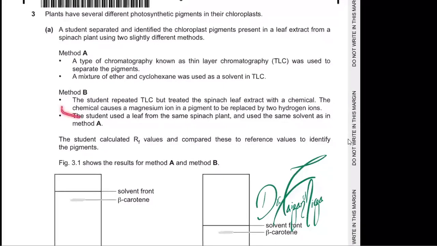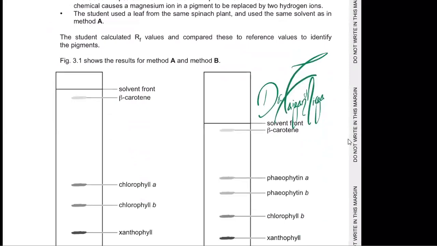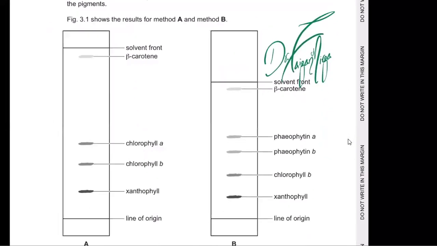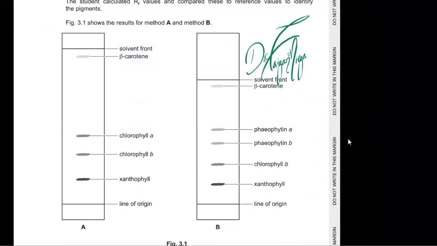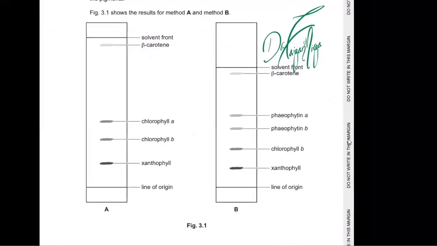Question 3 deals with chloroplast pigments taken from different sources. They are saying there are two types of methods. One is TLC, and the other is one in which chromatography was done and the solvent was changed. If you see figure A and figure B, the chromatograms represent the line of origin at which you place the spot of the chloroplast mixture, and you place them in these solvents. Then the spots migrated up depending on the solubility.